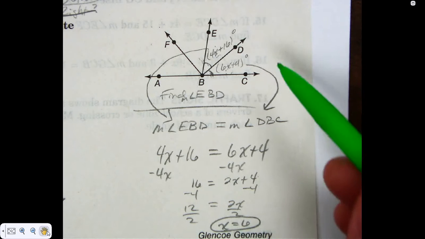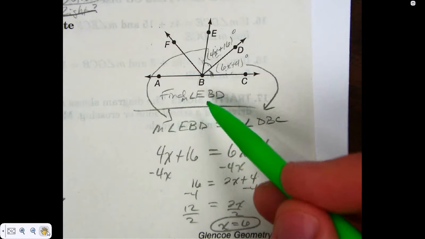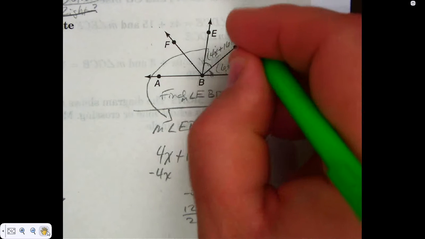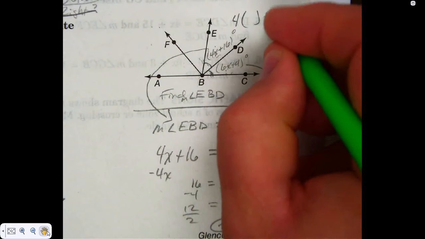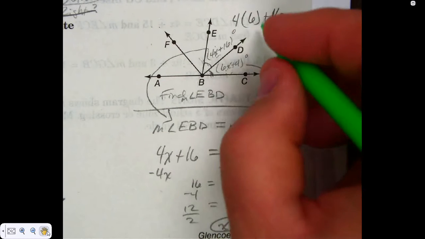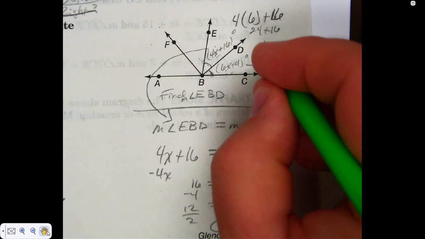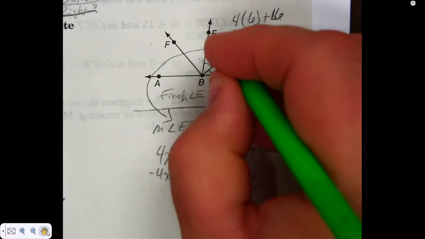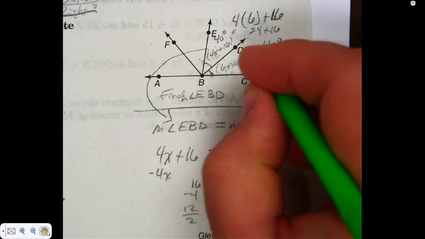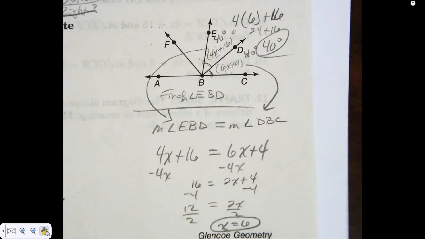But what did the question ask for? What's the measure of EBD? And EBD is 4 times whatever x is, plus 16. So make this 4 times 6 plus 16, so that's 24 plus 16, 40 degrees, right? So there's the answer.